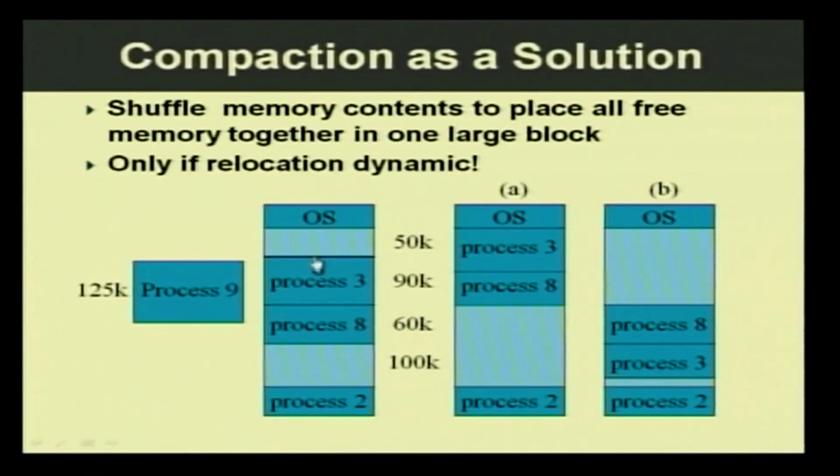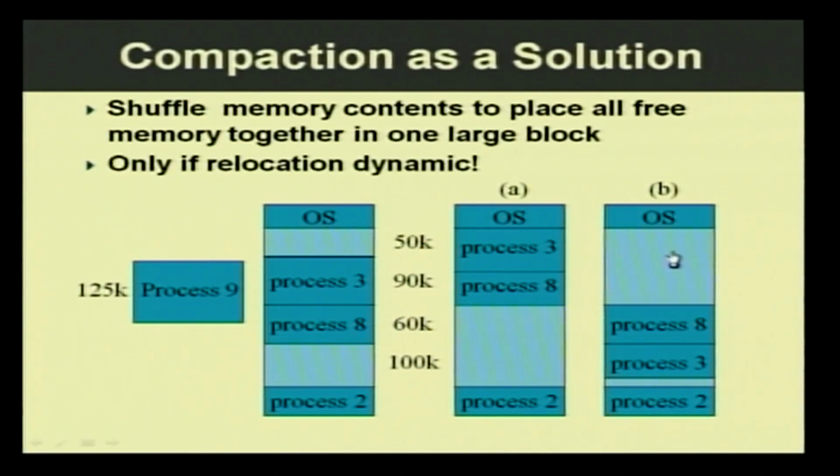In compaction, the same example we discussed here, process 3 and process 8 are moved either upwards or downwards. Both possibilities can happen. In this diagram, process 3 and process 8 are moved upwards, so that the two different bits of memory holes available are joined together to form a single large hole, such that process 9 can be accommodated. In variation B, both the processes are moved downwards, so that here the process can be accommodated.